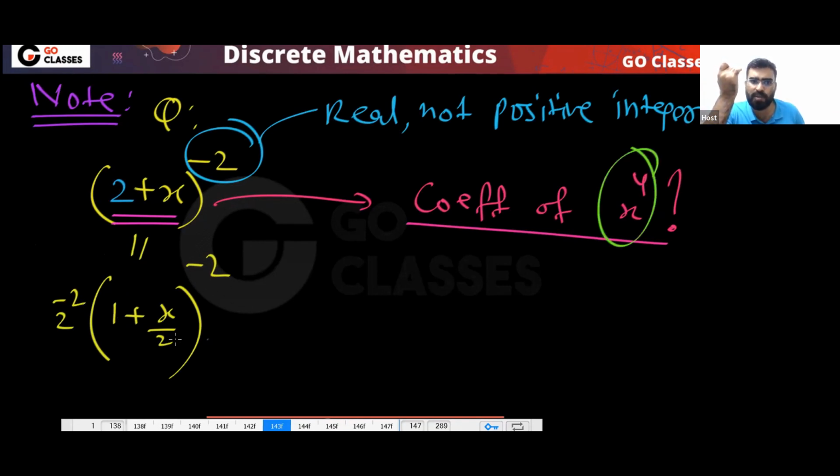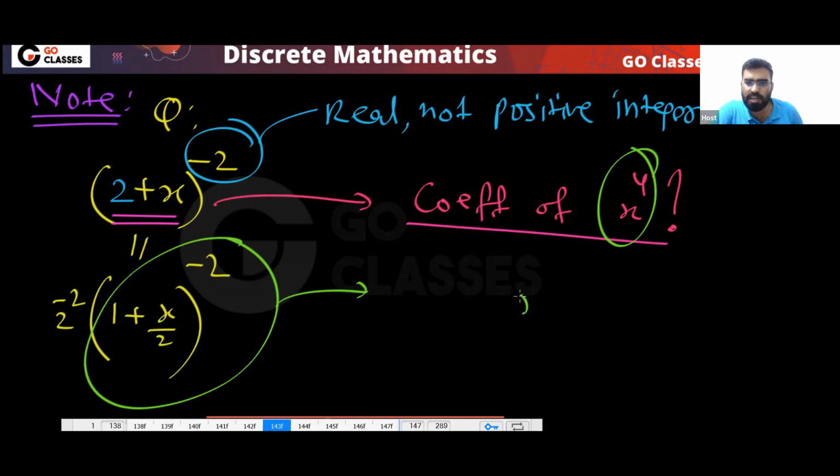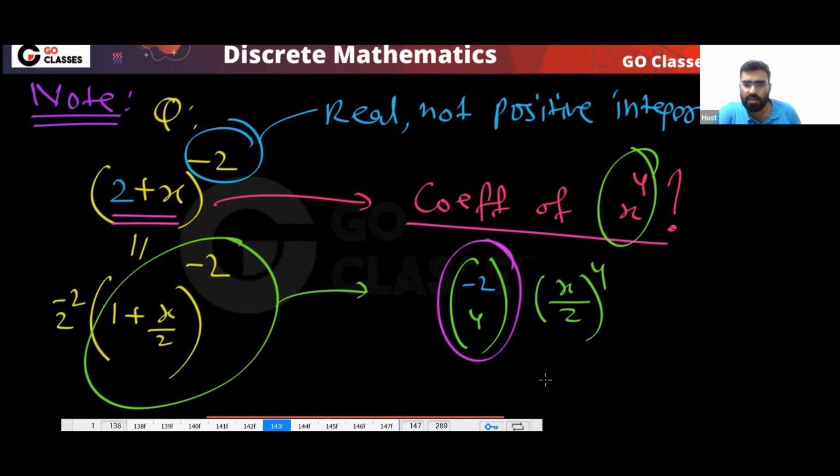I want the coefficient of x power 4. So now you find in this. The coefficient of x power 4 will be NC4, basically x by 2 power 4. And n is your minus 2. So tell me what will be the answer? This we already know, this is 5. So we got 5 divided by 2 power 4 into x power 4.